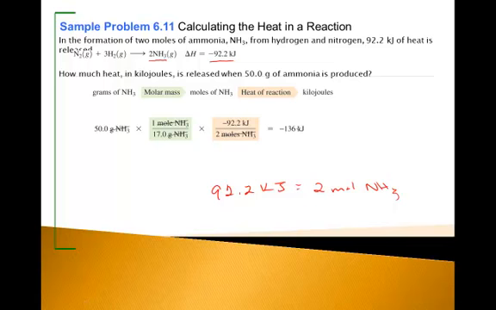And that tells me I'm going to get 136 kilojoules of heat produced from this reaction, if I start with 50 grams. If I started with something other than 50 grams, then I would put in the different amount here. So that kind of shows you the kind of problems that you're going to have in Chapter 6.